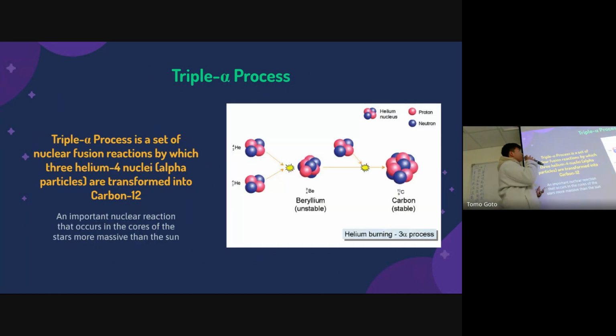Now I will talk about the triple alpha process. The triple alpha process is a set of nuclear fusion reactions by which 3 helium-4 nuclei, known as alpha particles, are transformed into carbon-12. It is an important nuclear reaction that occurs in the core of stars more massive than the sun. Here we have 2 helium nuclei, alpha particles, that collide together and become beryllium-8, and later another alpha particle is collected to become carbon-12.